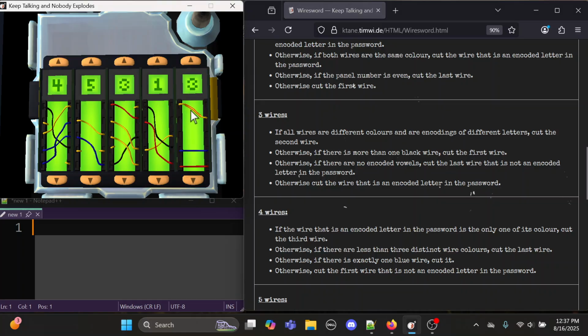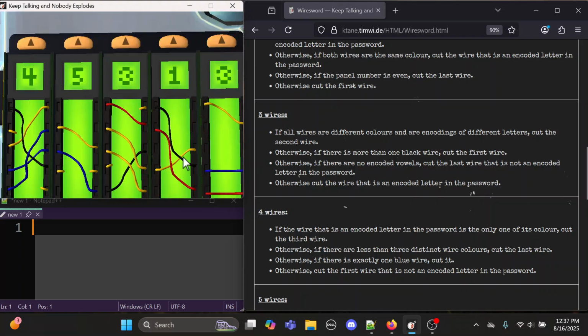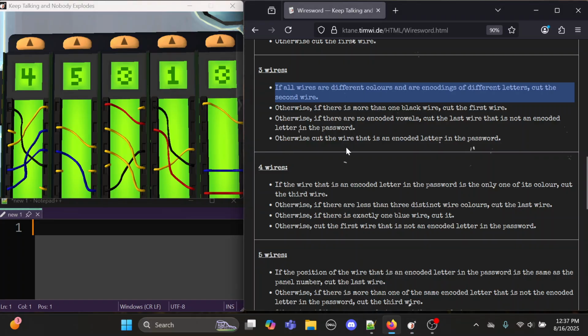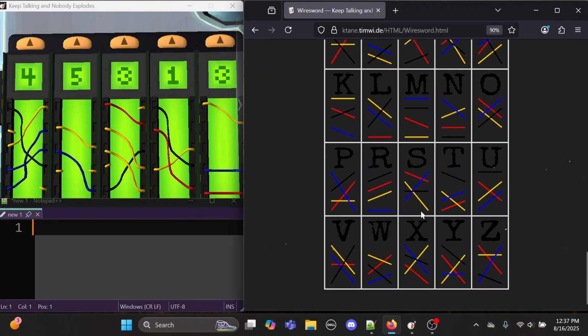We can actually do this one also right here. If all wires are different colors and all encodings are different letters, we can check that later though. So they both actually have this case. If all wires are different colors and all encodings are different letters, let's take a look at these actually. I just completely overshadowed that entire thing. So we know that this one's Romeo. Is there any other Romeos here? This does not apply, and this does not apply. Perfect. So now, let's take a look.